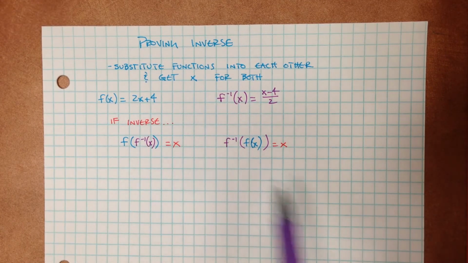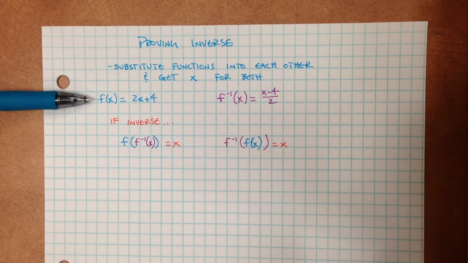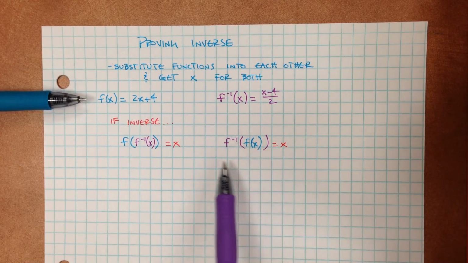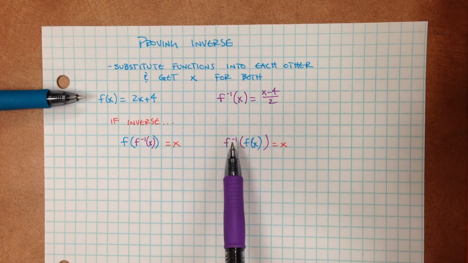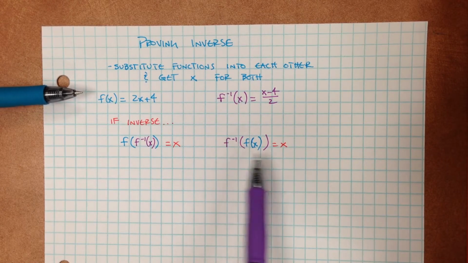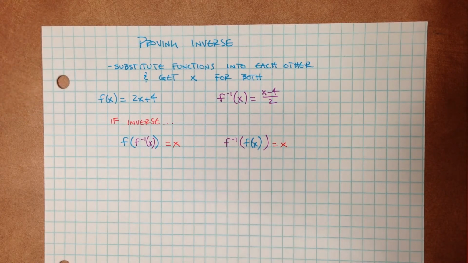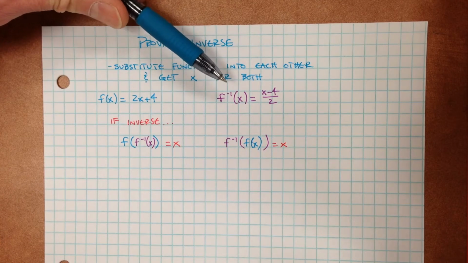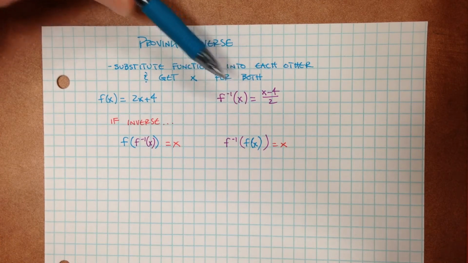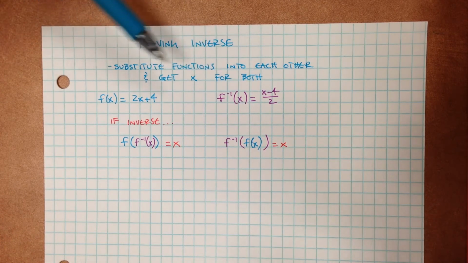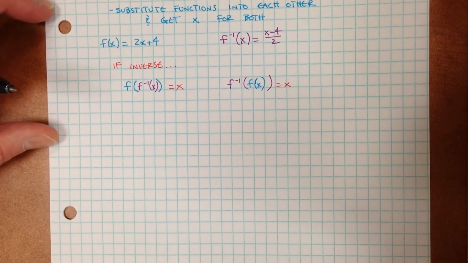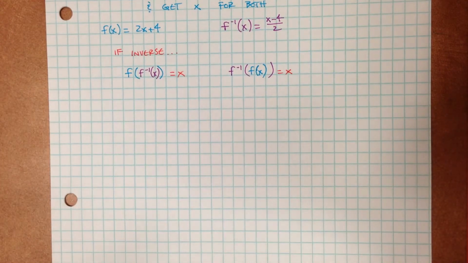We also need to do the opposite substitution. We need to take f of x right here inside and we need to substitute it into the inverse function, f inverse of x. If we do that and get x, then we are all the way done, and you have proved that f of x and f inverse of x are actually inverses of each other. Okay, it should be known by the notation that they are inverses, but if you want to prove it and show it, here's how we take care of this. So we're going to do some substitution into each other.